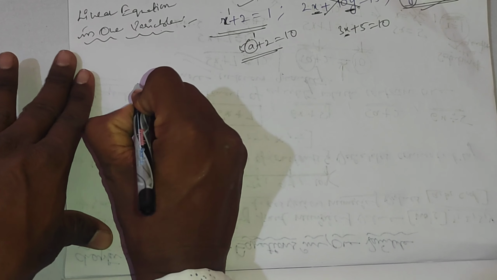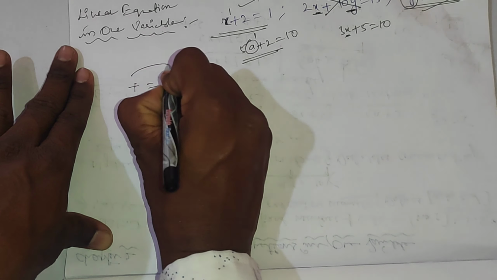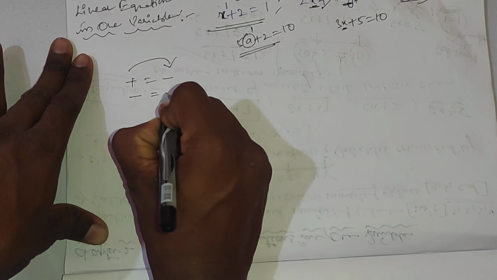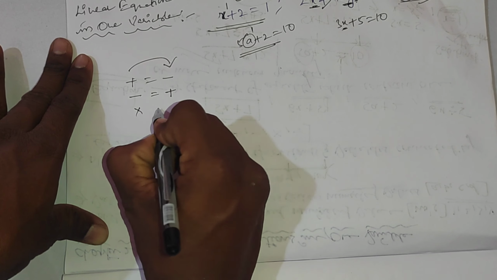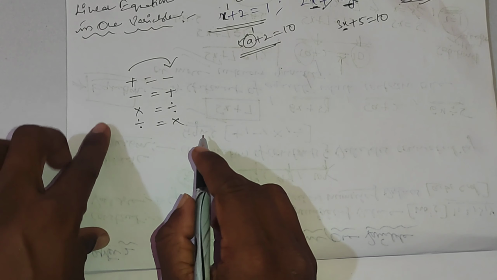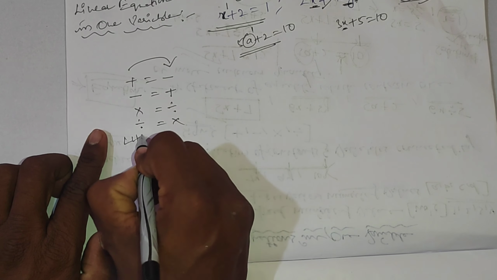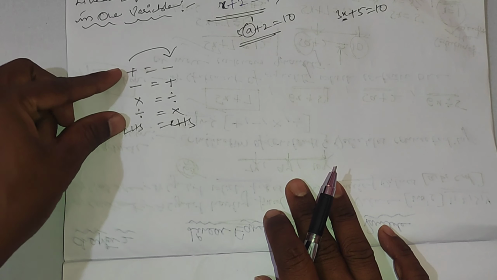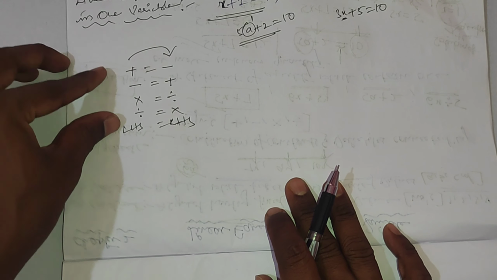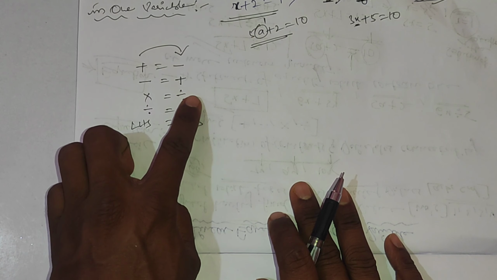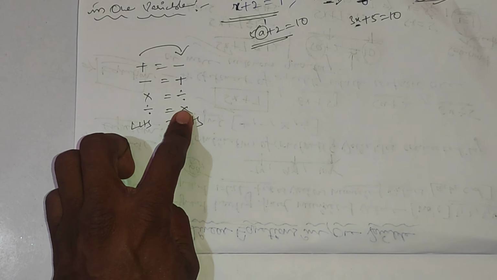So if you transpose a plus quantity to the RHS side, it becomes minus, and a minus quantity becomes plus, and multiplication becomes division, and division becomes what? Multiplication. Okay, so these are the four points you have to remember while transposing: plus becomes minus, minus becomes plus, multiplication becomes division, and division becomes multiplication. Okay, so this is the basic concept.